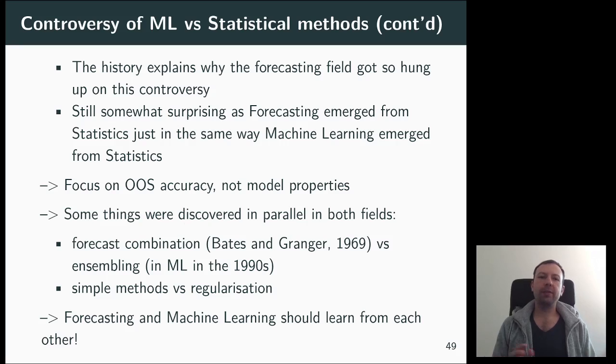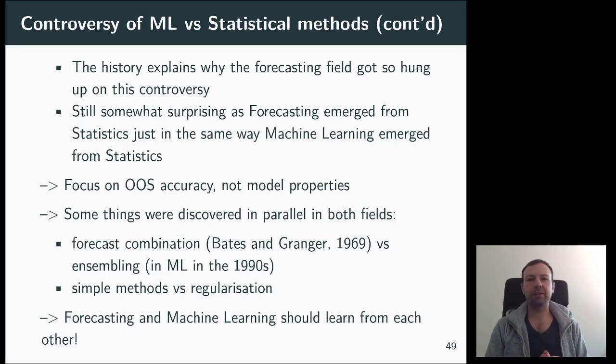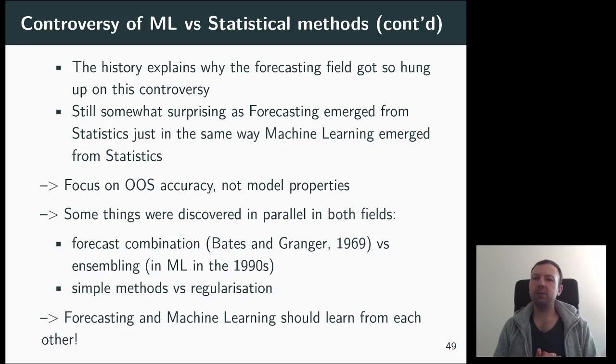Yeah, so I hope this history explains a little bit why the forecasting field really kind of got hung up on this controversy of whether machine learning and statistical methods work well. And you will notice that if you try to publish a machine learning methodology paper in forecasting places, they would very often be very critical.